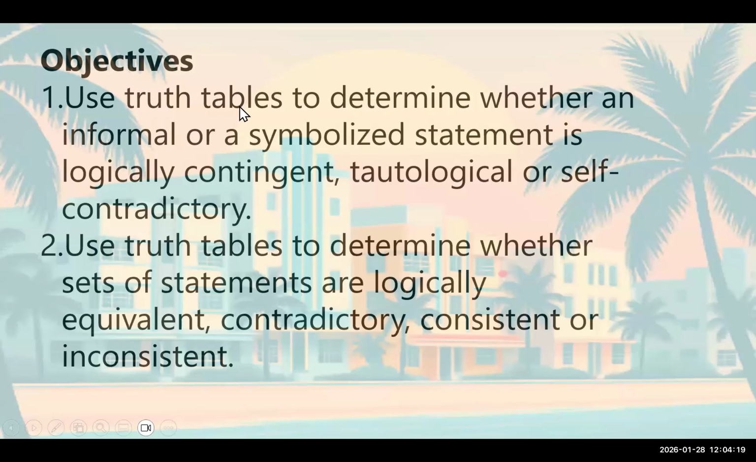So you learned how to use truth tables to determine whether an informal or symbolized sentence is contingent, tautological, or self-contradictory, and also how to use truth tables to determine whether sets of sentences are logically equivalent, contradictory, consistent, or inconsistent.